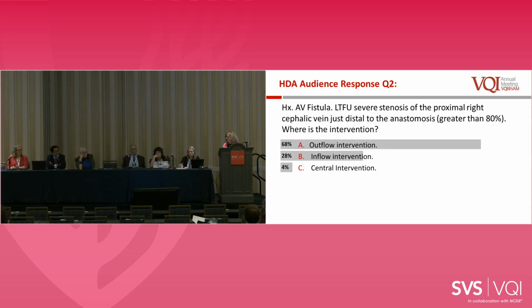Because when I think of an outflow intervention, I usually think of something at the cephalic arch, which is in some sense closer to the heart. I don't know how other people, Dr. Lemon, Dr. Murby.